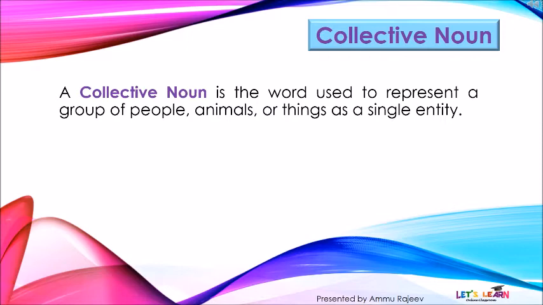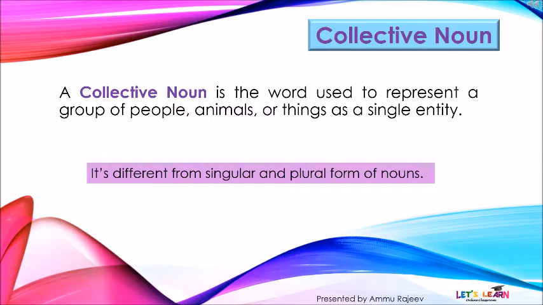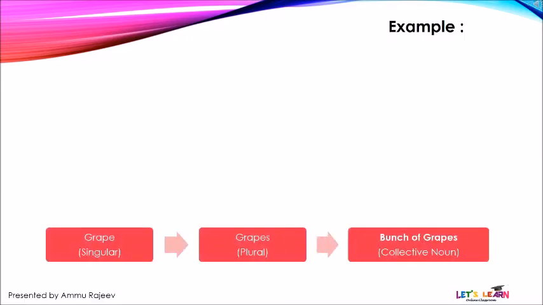In some cases, a group of things, animals, or people of the same category or type is represented as a single entity. This is called a collective noun. They are not the same as the plural form of the noun. Let us illustrate an example to understand the same.